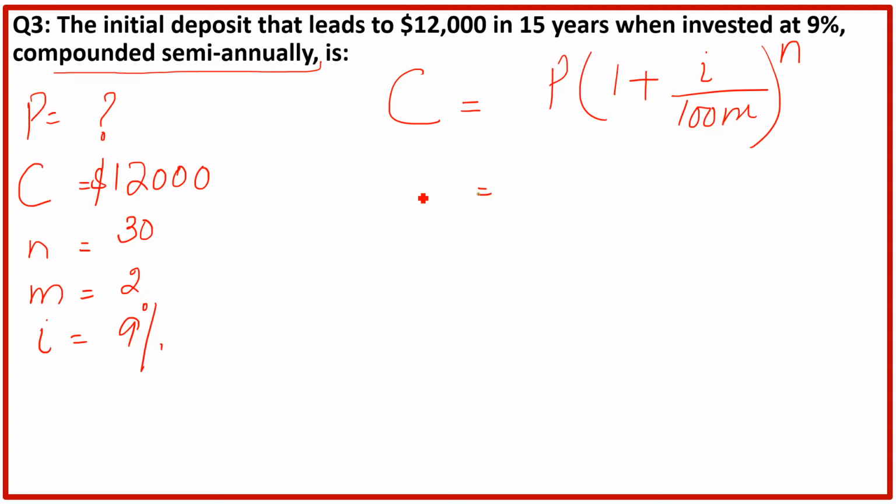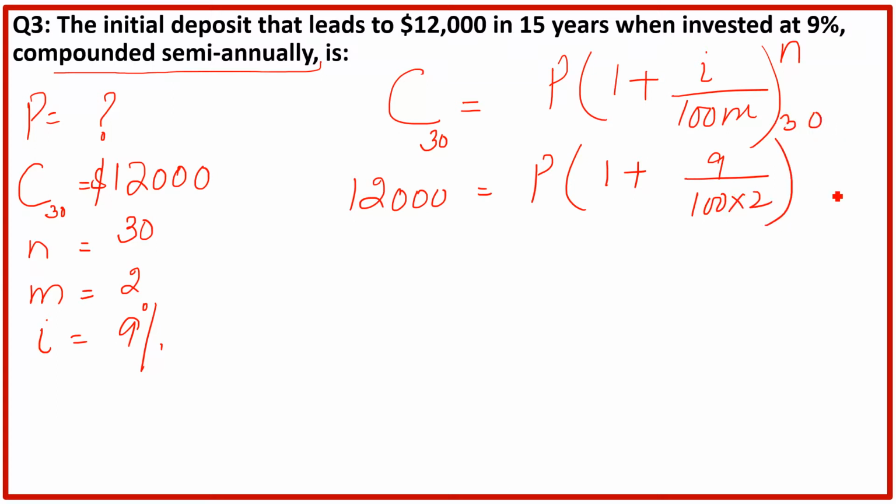So put the value here. Now n is equal to 30, it means C30. So here C30 is equal to 12,000. P you have to find out. 1 plus I is 9%, 100 into 2, whole raised to power 30. So see, the question is the initial deposit. What is the principal amount that leads to 12,000 in 15 years? It means this is the future value.